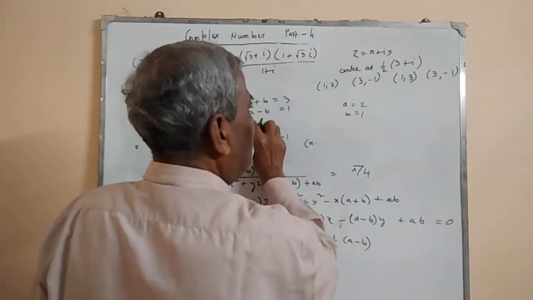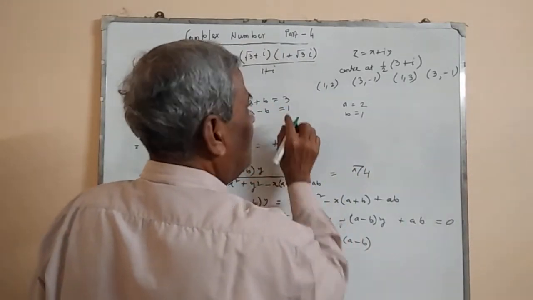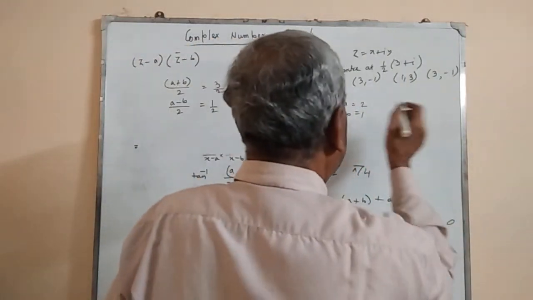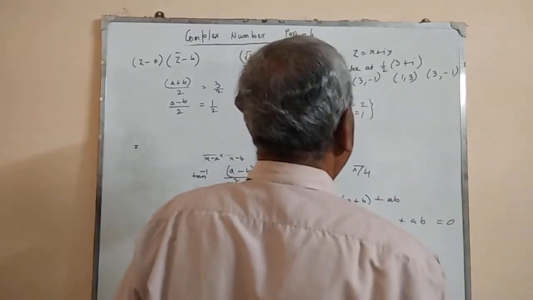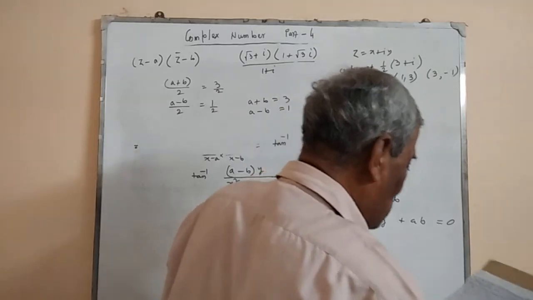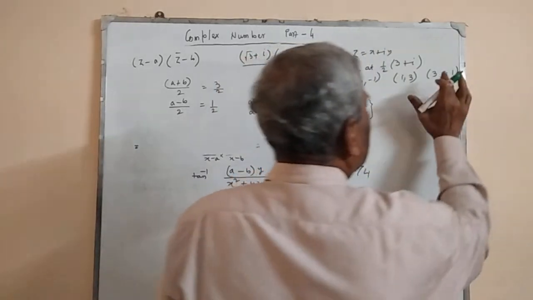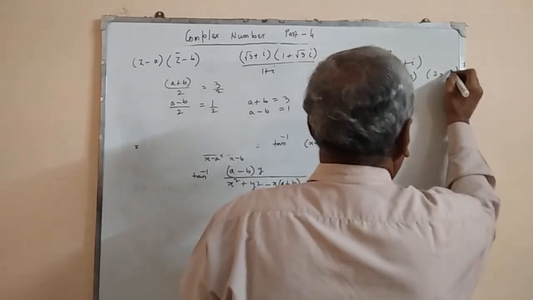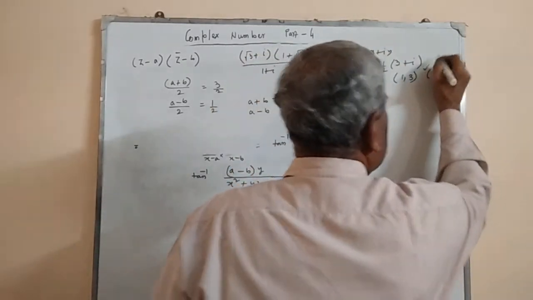Oh, this option is not here. I think I have it, it is (2, 1). Sorry, this is (2, 1). So this option is correct.